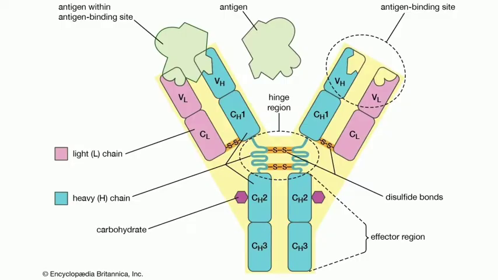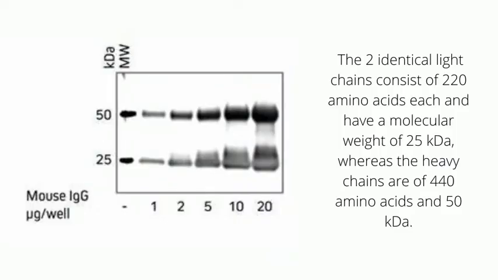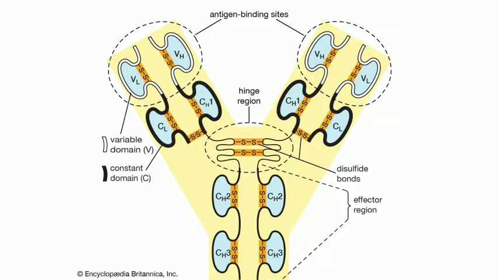Simplest immunoglobulins are Y-shaped molecules with two identical antigen binding sites or ABS, hence their valence is 2 per monomeric antibody. An immunoglobulin is a heterodimer made up of 4 polypeptides, of which 2 are heavy and 2 light. The two identical light chains consist of 220 amino acids each and have a molecular weight of 25 kilodaltons, whereas the heavy chains are of 440 amino acids and 50 kilodaltons. All of these are held together by interstrand disulfide bridges.